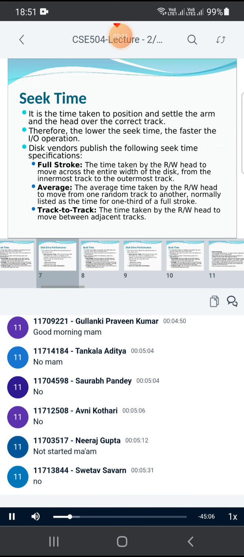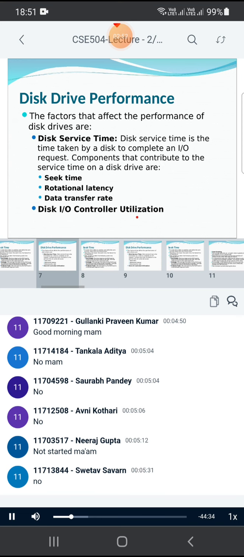So next we are going to talk about the disk drive performance. All of you know how the different parts of a disk work. Now we are going to discuss how the working of those parts actually affects the performance of the disk. Basically, we have two factors which mainly affect the performance of disk drives: disk service time and disk input-output controller utilization. We are going to talk about these now.